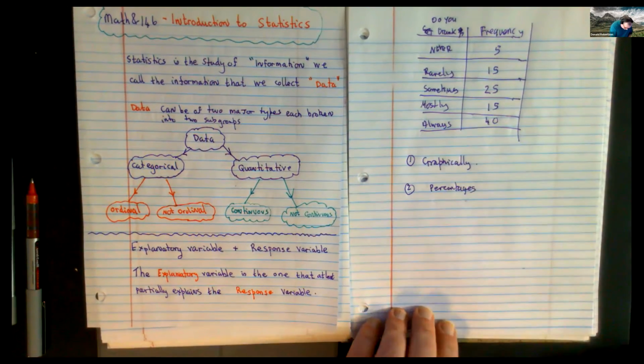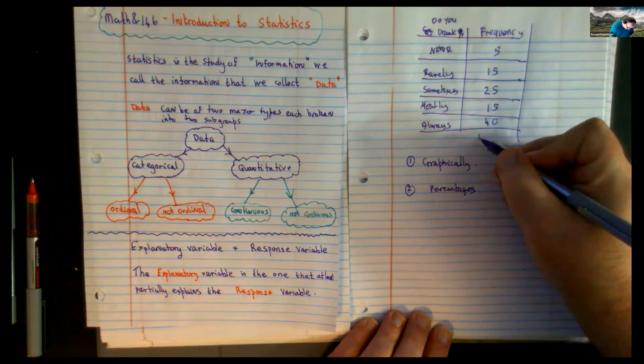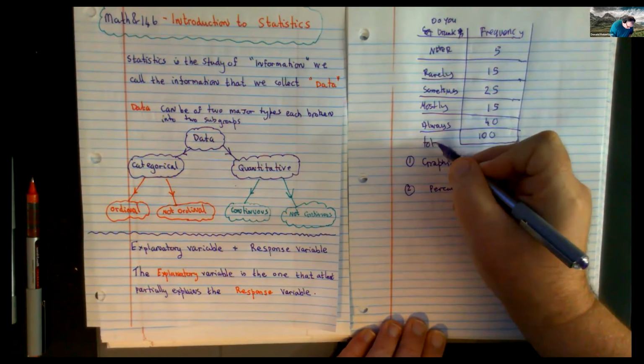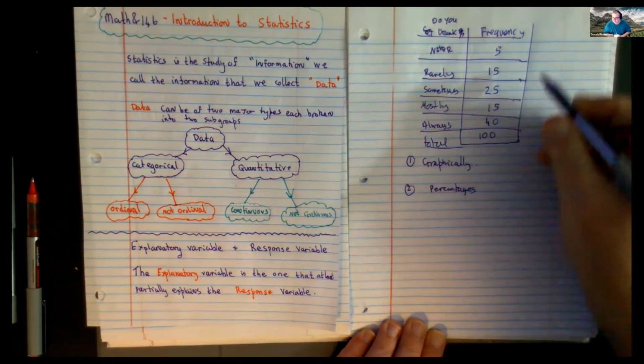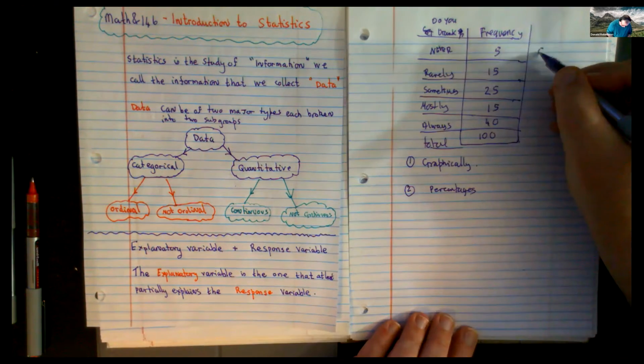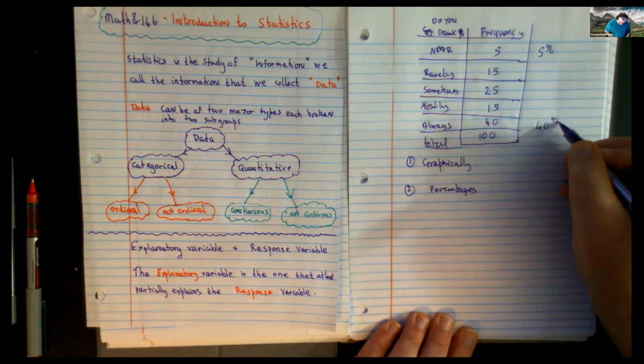Now, in this particular case, since I artificially made sure that I asked 100 people, wouldn't you agree that the percentages are dead easy? Because 5 out of 100 would be 5%, and 40 out of 100 would be 40%.